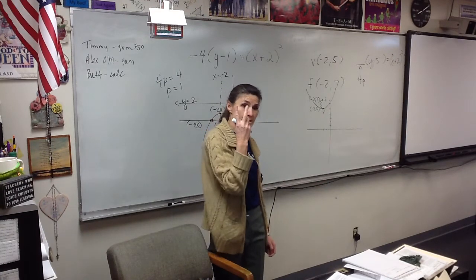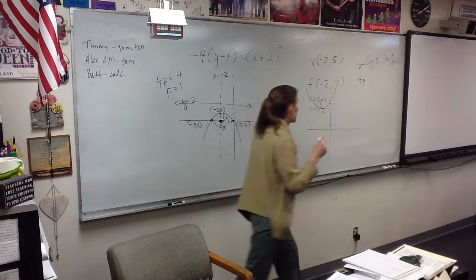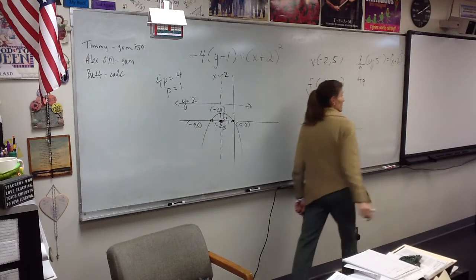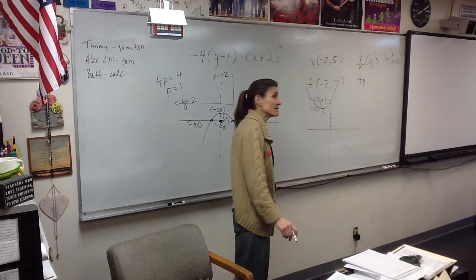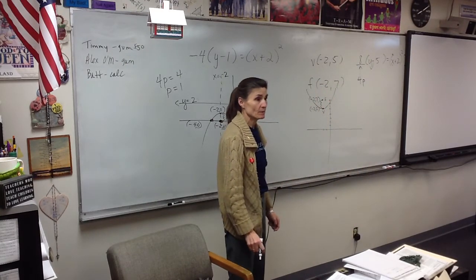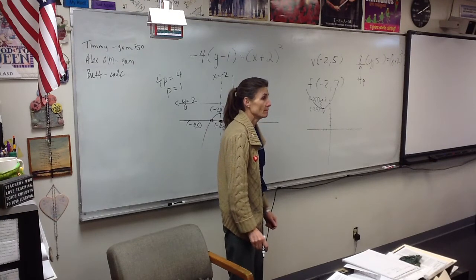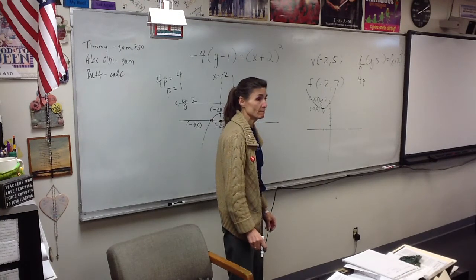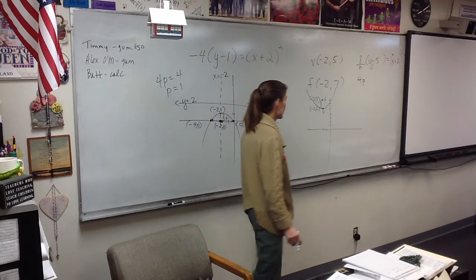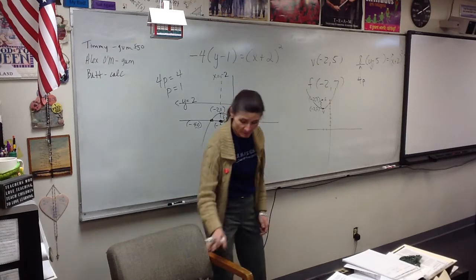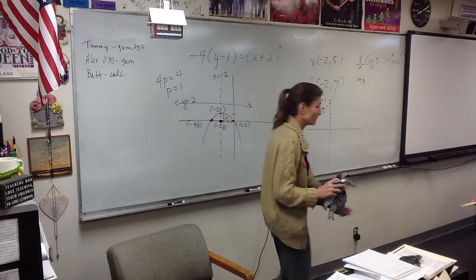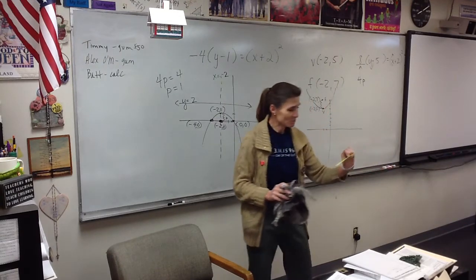So that distance is 2. So this number has to be 8. Will it be positive 8 or negative 8? Positive. Boy, that was easy, wasn't it? Well, let's see. Now that Annabelle's here, let's step it up a notch. We got the varsity in the room now.